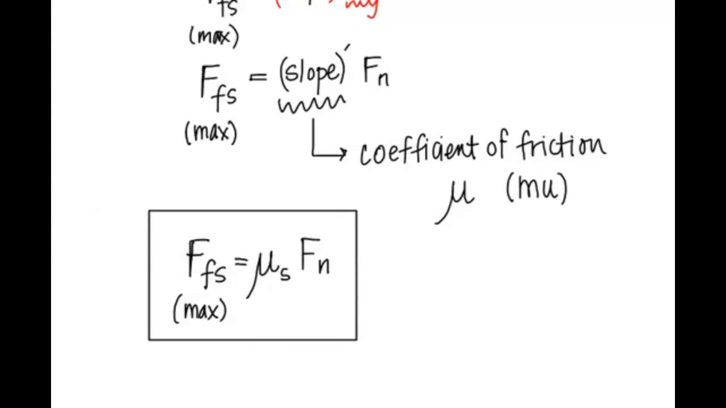So let's talk about units for a second. Force is measured in newtons, and that would be equal to something times normal force, which is measured in newtons. So what do you think this thing has to be measured in? If I need newtons and newtons on both sides? Nothing. Okay? The static coefficient is unitless.